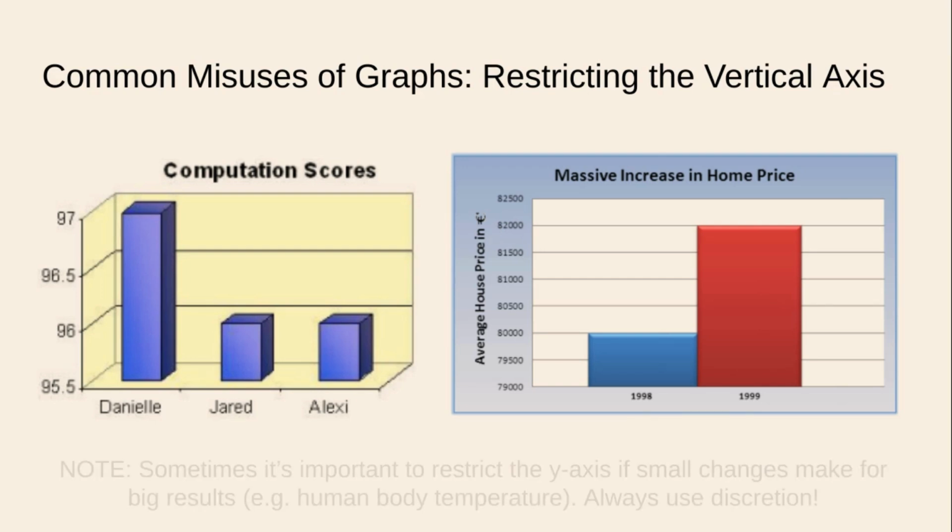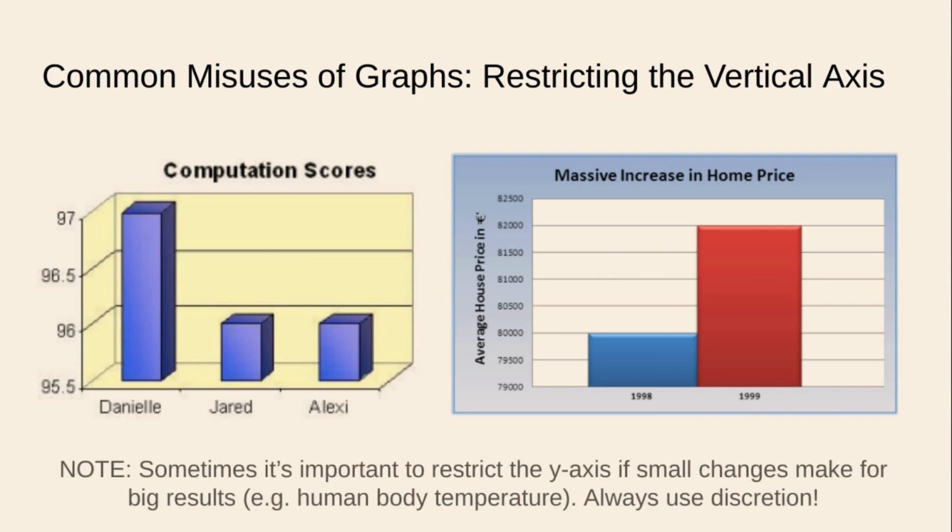Now, one big important note here. Sometimes it is important to restrict the y-axis if small changes make for big results. Human body temperature, for example. You wouldn't want the y-axis starting at 0, okay? And going to, I don't know, 110, all right? Yeah, a small change in human body temperature means that anywhere from you have hypothermia to you could be in the hospital with a fever above 103 or something like that. Small changes in body temperature make for a huge difference, all right?